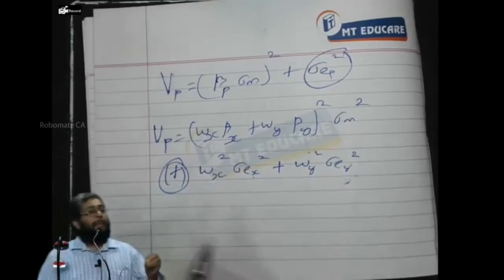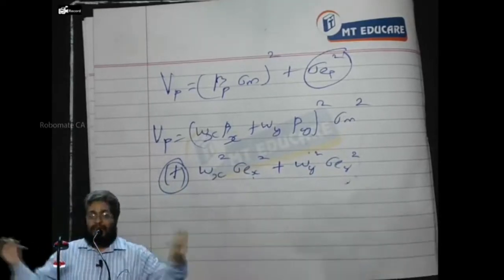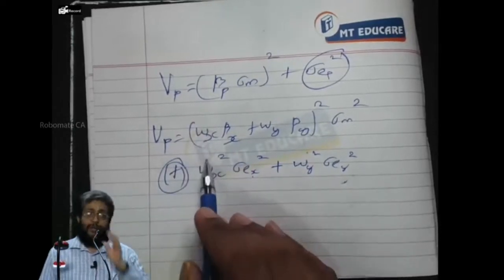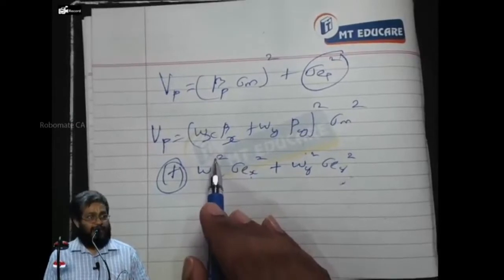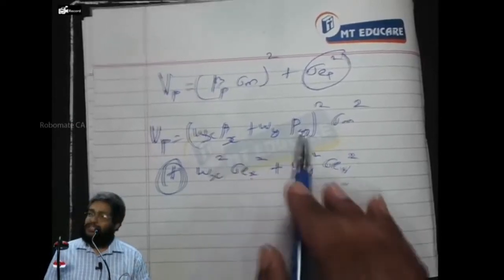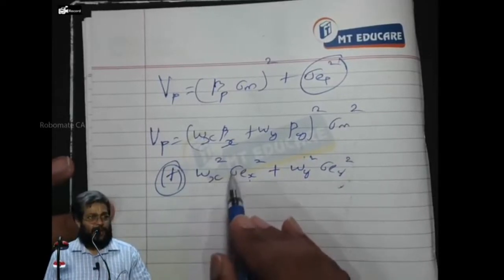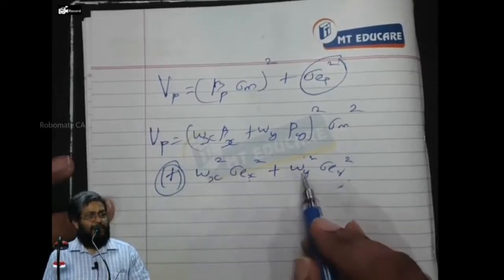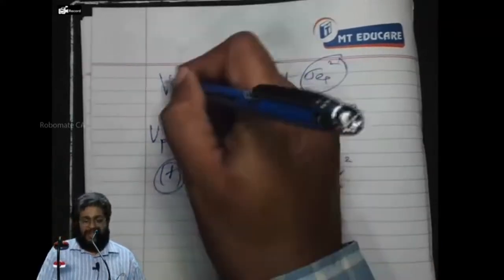Yes or no? Now tell me, there are three securities in the portfolio: X, Y and Z. What is the formula? Wx beta x plus Wy beta y plus Wz beta z, the whole square into sigma m square, plus Wx square sigma Ex square plus Wy square sigma Ey square plus Wz square sigma Ez square. Very simple compared to the original formula.